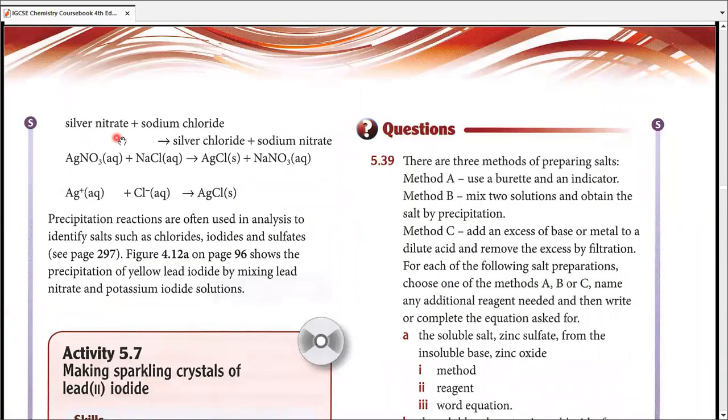Another reaction: silver nitrate reacts with sodium chloride. Silver chloride is the insoluble salt, so this one is the soluble salt. Mix these ions for the ionic equation.